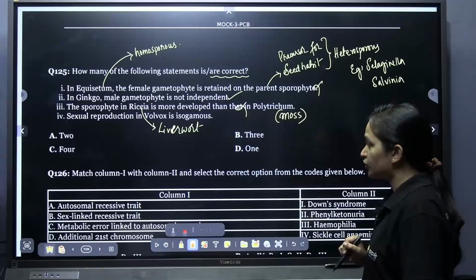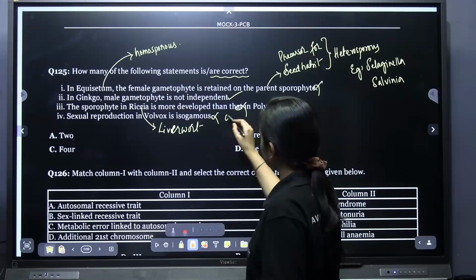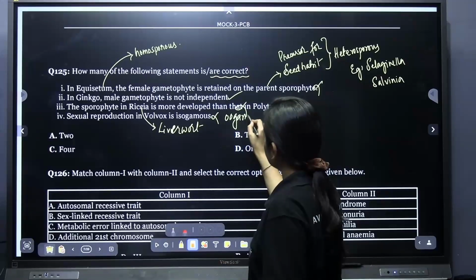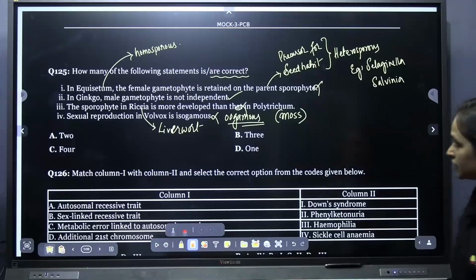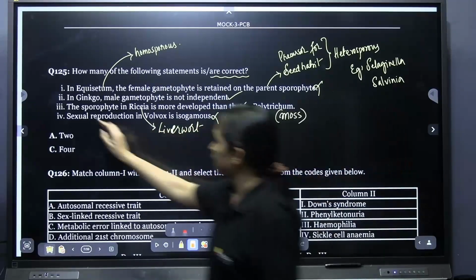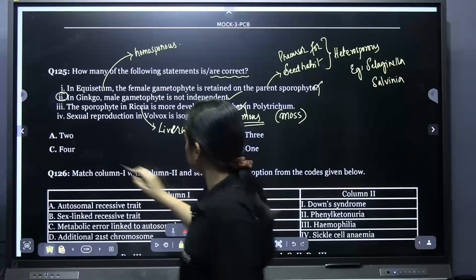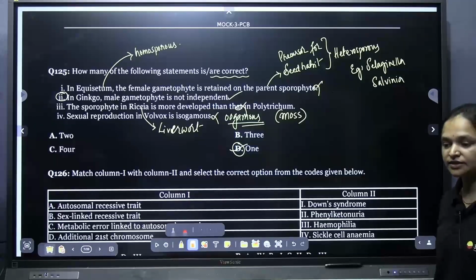Sexual reproduction in Volvox is isogamous? No, actually sexual reproduction in Volvox is oogamous. We need to find the correct statement, which means only one, that is statement 2 is correct. So, D for Delhi is the correct answer. Any doubts regarding this? Any doubts?